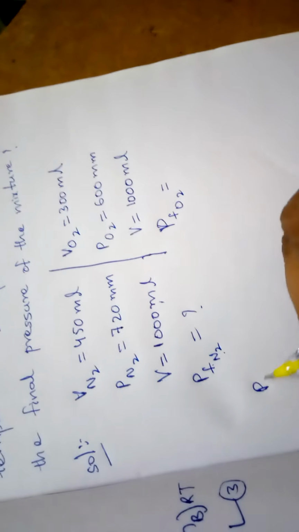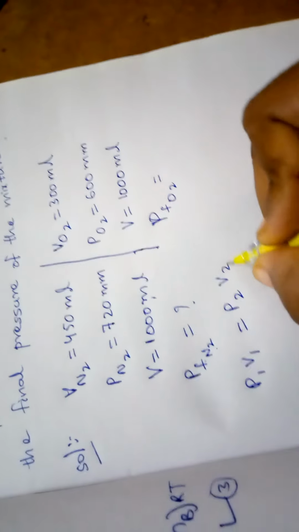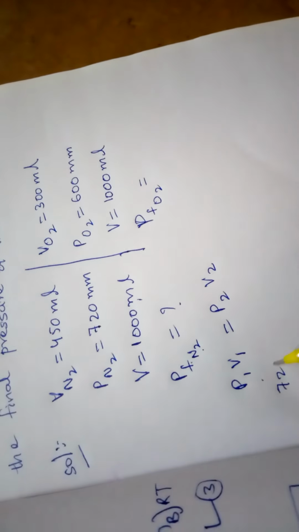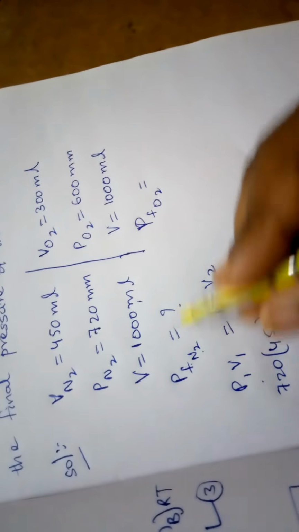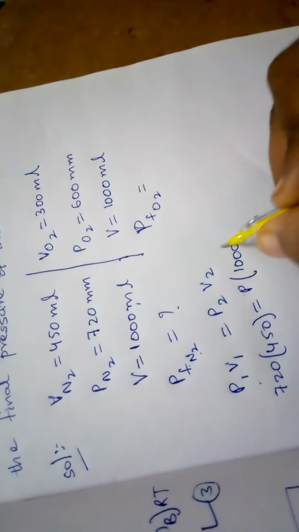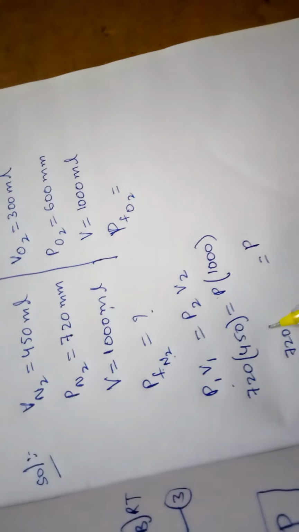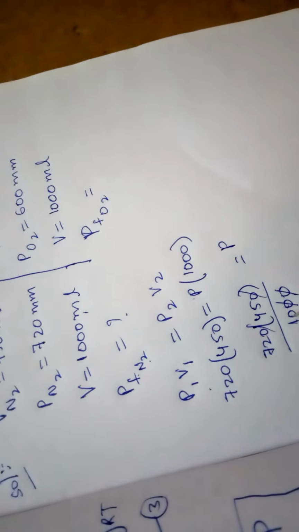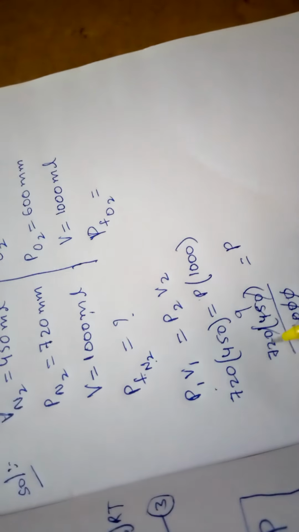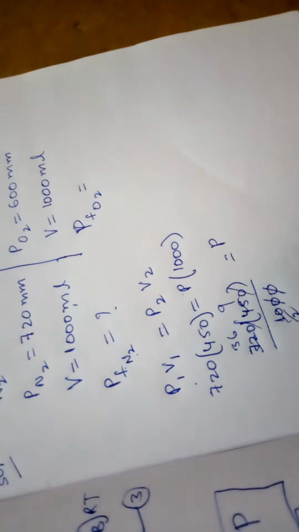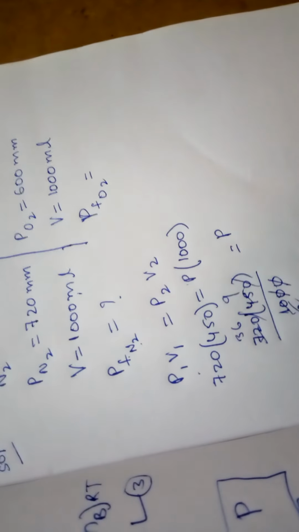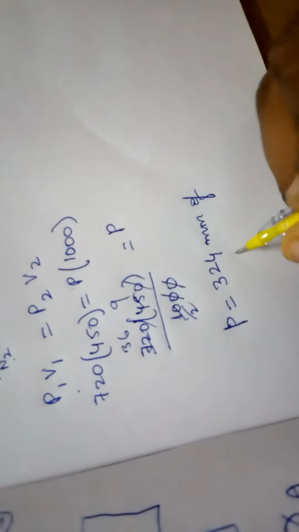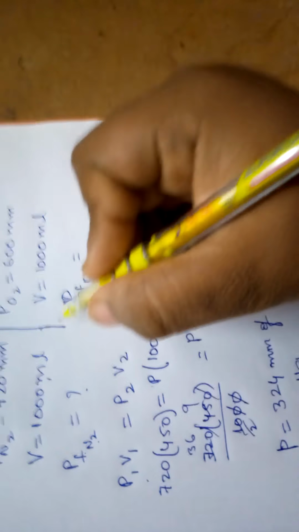So what can we write here? P1 V1 equals P2 V2. 720 into 450 equals P2 into 1000. So P equals 720 into 450 divided by 1000. This gets cancelled, 5 twos are 10, 5 nines are 45, 2 fours are 8... so the final partial pressure of nitrogen when it is kept in the container is 324 mm of Hg. And this one you need to find out. Again, P1 V1 equals P2 V2.